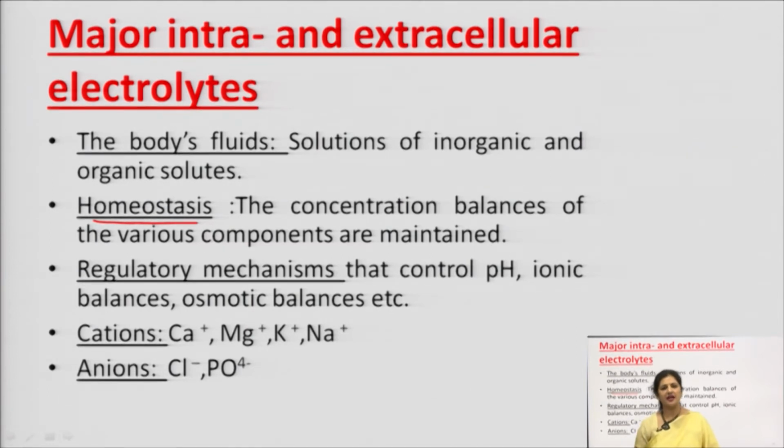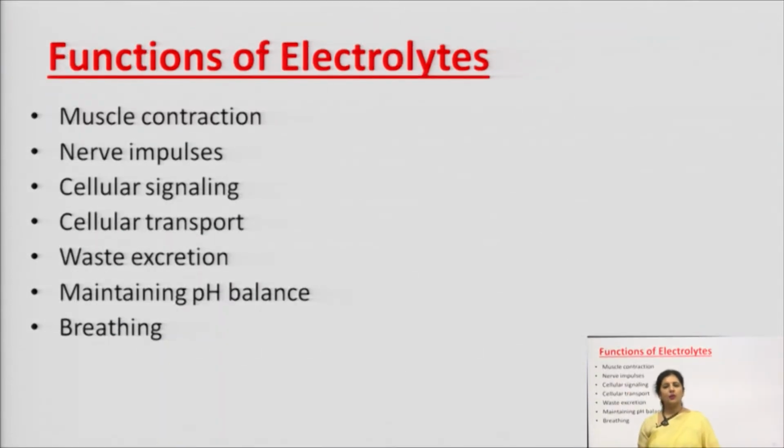The various cations which we need to study as per the syllabus and which are there in our body fluids, that includes calcium, magnesium, potassium and sodium, and the anions are chloride and phosphate anions. We shall study these cations and anions one by one. Now, what are the functions of these electrolytes? Why do we need them? What do they do in our body?